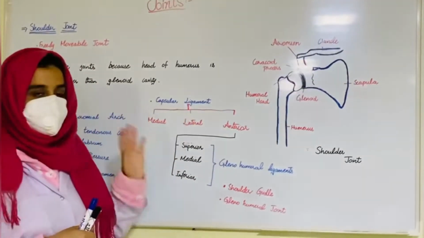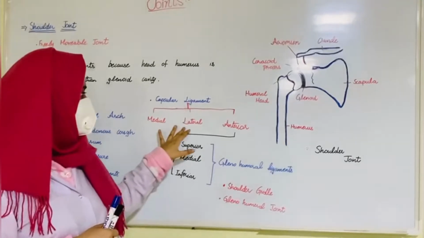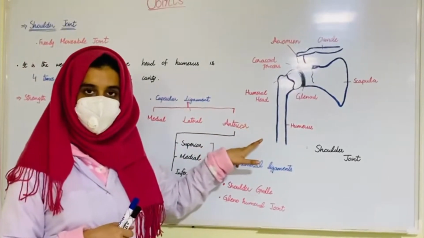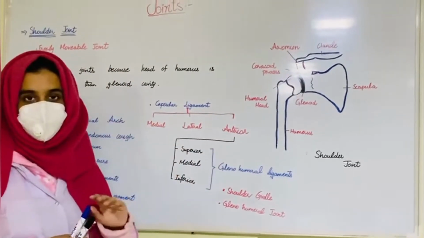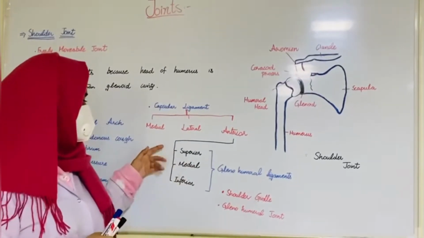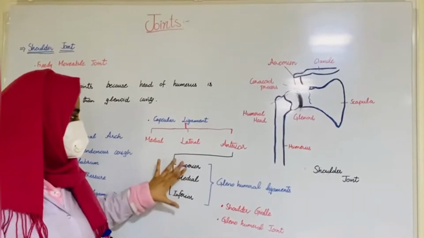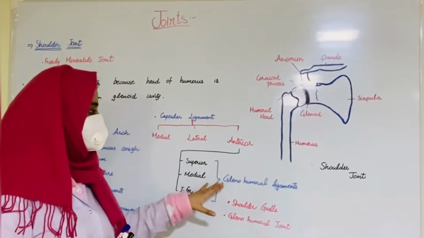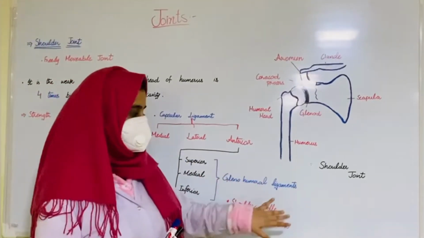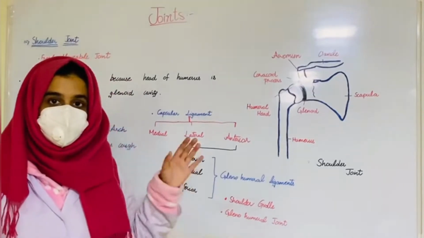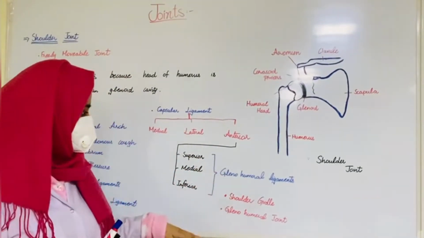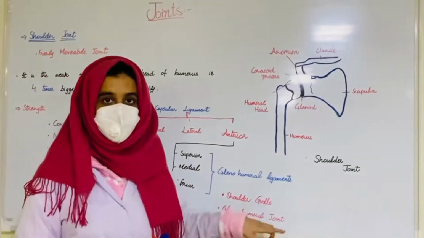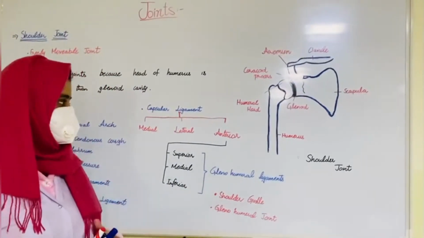The capsular ligament is divided into 3 parts: medial, lateral and anterior. And the anterior part of the capsular ligament is further divided into 3 parts: superior, medial and inferior. The superior, medial and inferior parts of the anterior part of the capsular ligament make the glenohumeral ligament. That's why, due to the presence of this ligament, it is also known as glenohumeral joint and also called shoulder girdle.